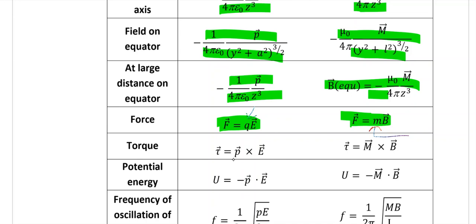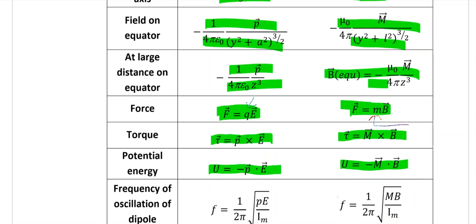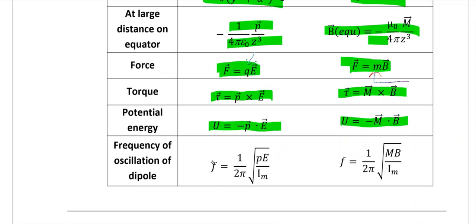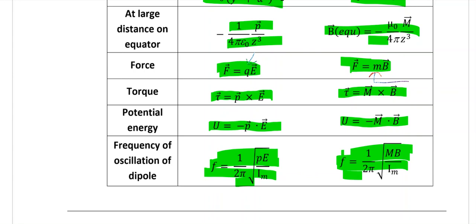We used to express torque for an electric dipole as P cross E. Similarly, we will have torque on a magnetic dipole as M cross B. If the potential energy of an electric dipole is minus P dot E, the potential energy of a magnetic dipole will be minus M dot B. If you oscillate an electric dipole in an electric field, this is the frequency of oscillation, and a similar equation we have for the magnetic dipole, the frequency of a magnetic dipole. Im is the moment of inertia. Here also Im is the moment of inertia.